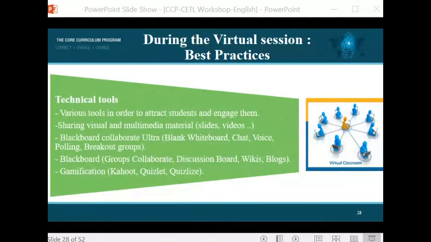Technical tools now. Regarding technical tools, instructors should use various tools in order to attract students and engage them. First, for content, it is important to incorporate visuals and multimedia material by sharing slides, videos, in order to create a richer learning experience. The most used tools for virtual session are for Blackboard Collaborate Ultra.